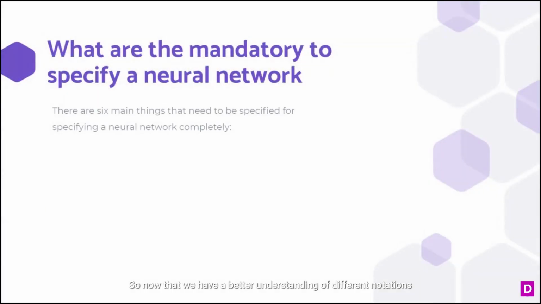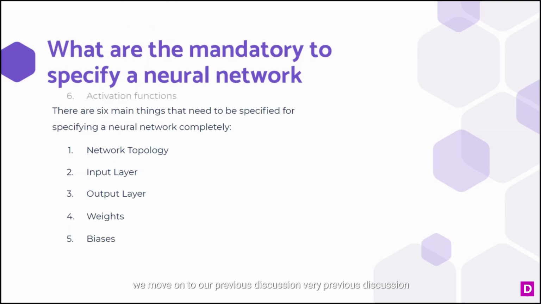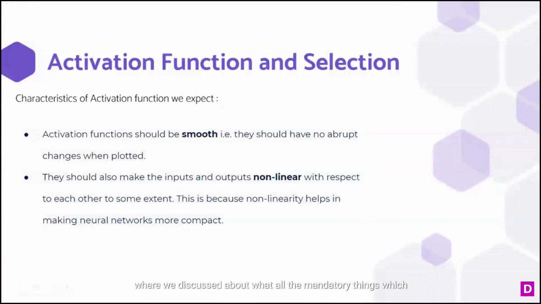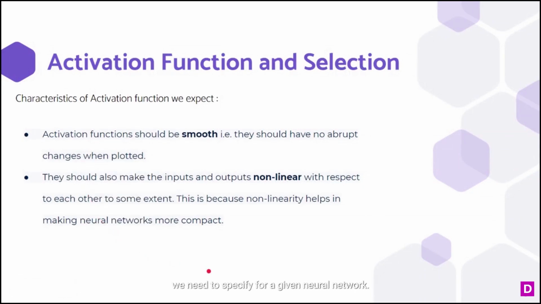So now that we have a better understanding of the different notations of the different parameters in the neural network, we'll move on to our previous discussion, where we discussed what are all the mandatory things which we need to specify for a given neural network. We had six main things to define for specifying a neural network.